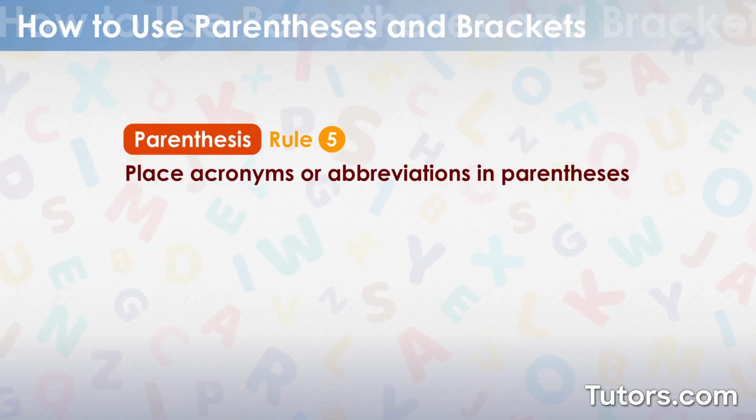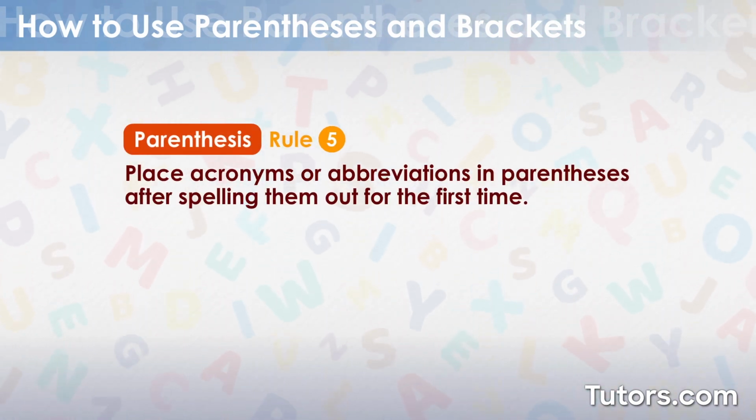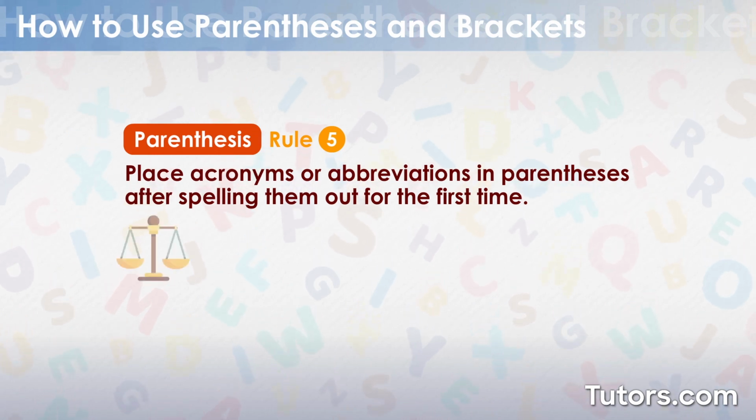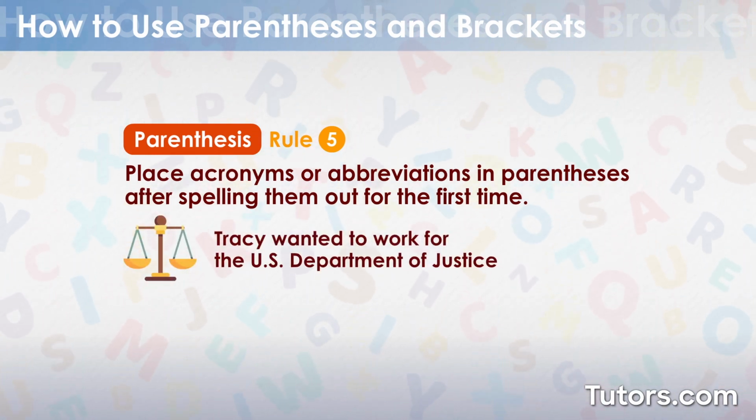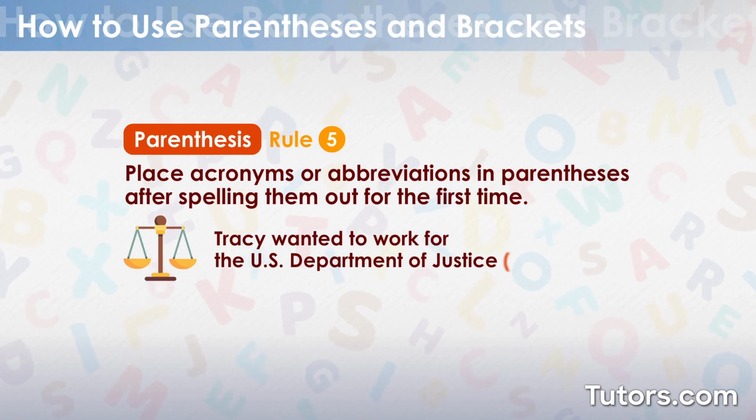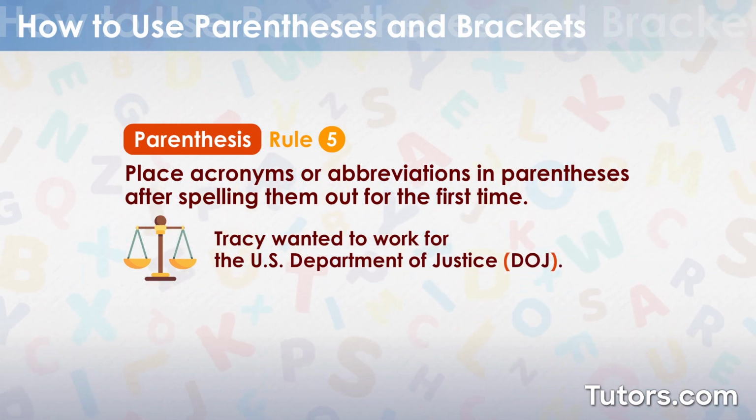Place acronyms or abbreviations in parentheses after spelling them out for the first time. Here we use the U.S. Department of Justice, followed by the abbreviation DOJ in parentheses.